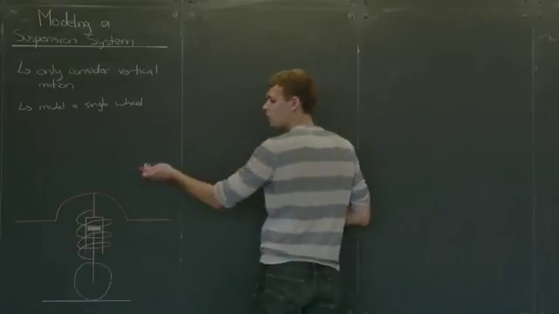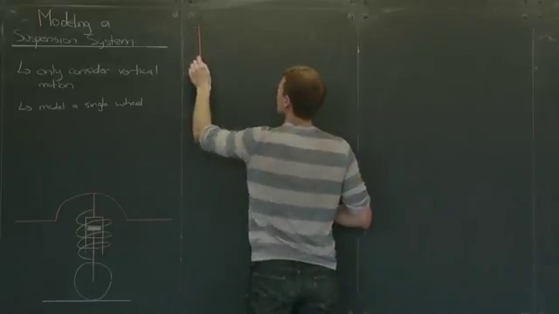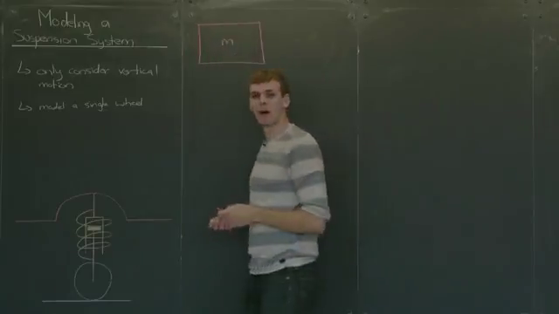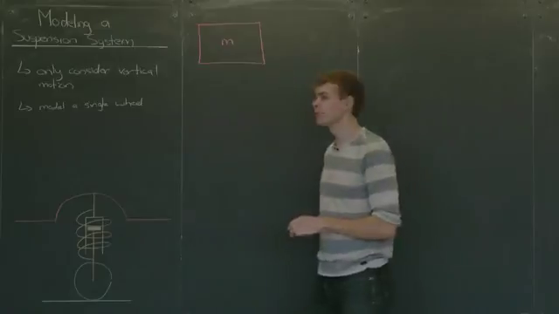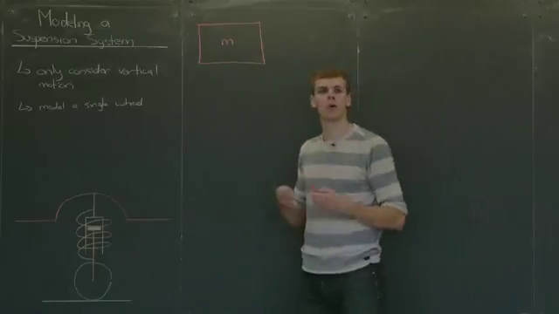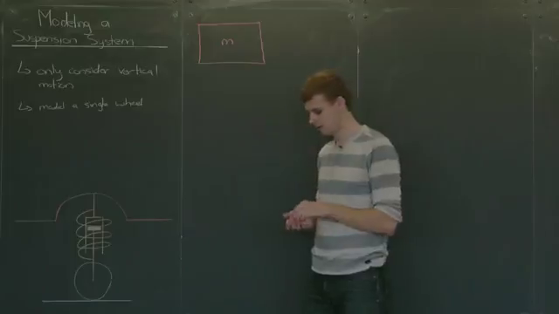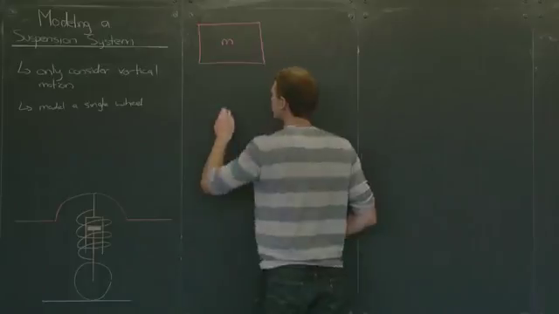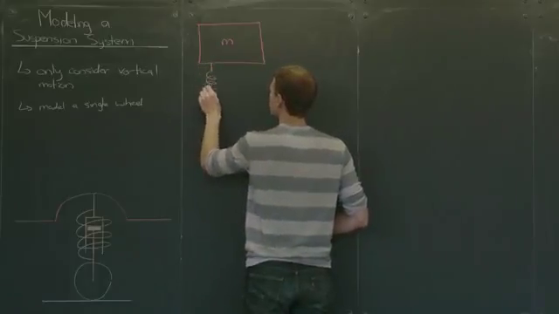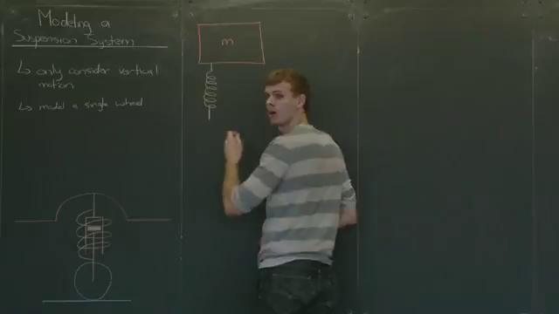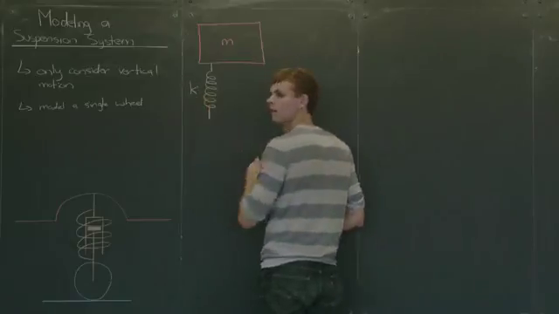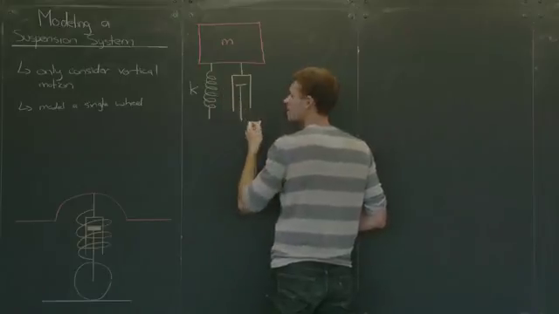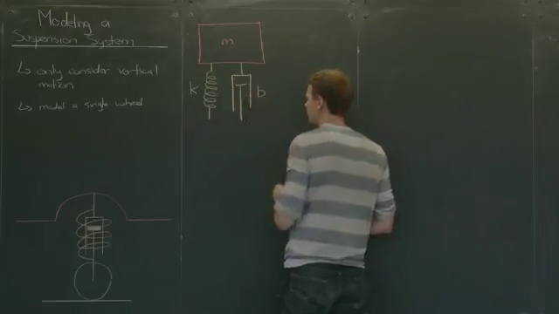For our schematic diagram, we'll represent the body of the car by a mass m. Because we are only modeling a single wheel, it is reasonable to assume that the mass m is equal to 1/4 of the total mass of the car's body. We then know that the car's body is connected to the wheel with a spring and a damper. The spring has a spring constant that we'll call K, and the damper has a damping constant that we'll call B.